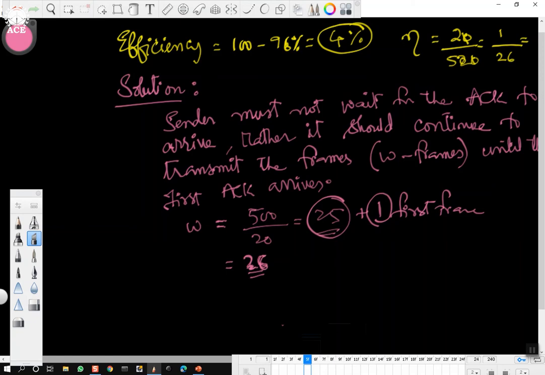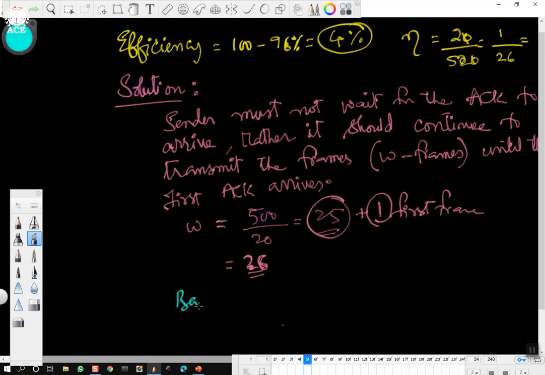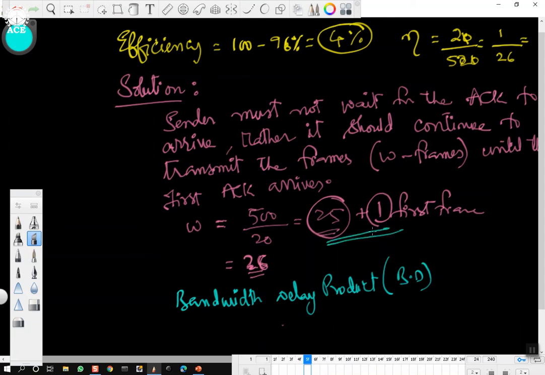This is generally called bandwidth delay product. Bandwidth delay product. We generally write it in short as BD. So in our example, the value of the bandwidth delay product is 26. I hope you understood how it is 26 frames. Okay, so I can give you a simple formula for bandwidth delay product as follows.